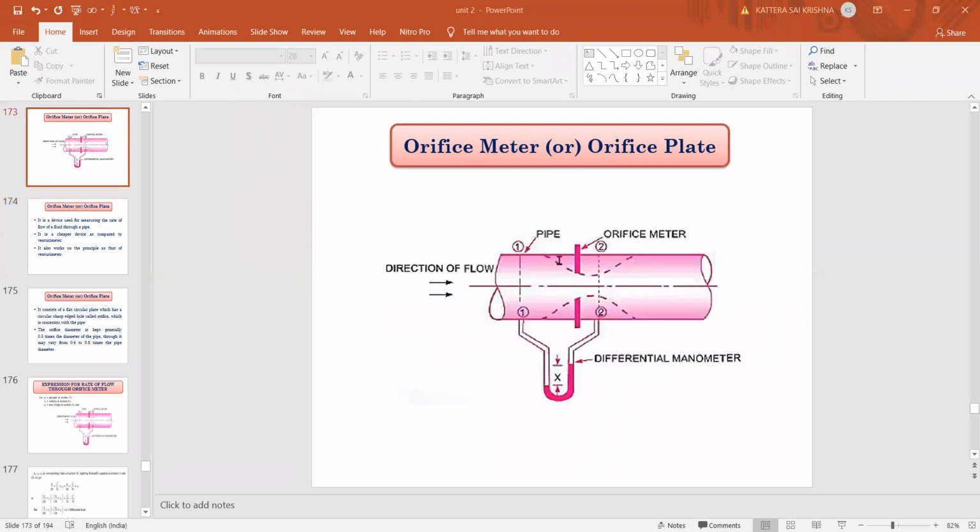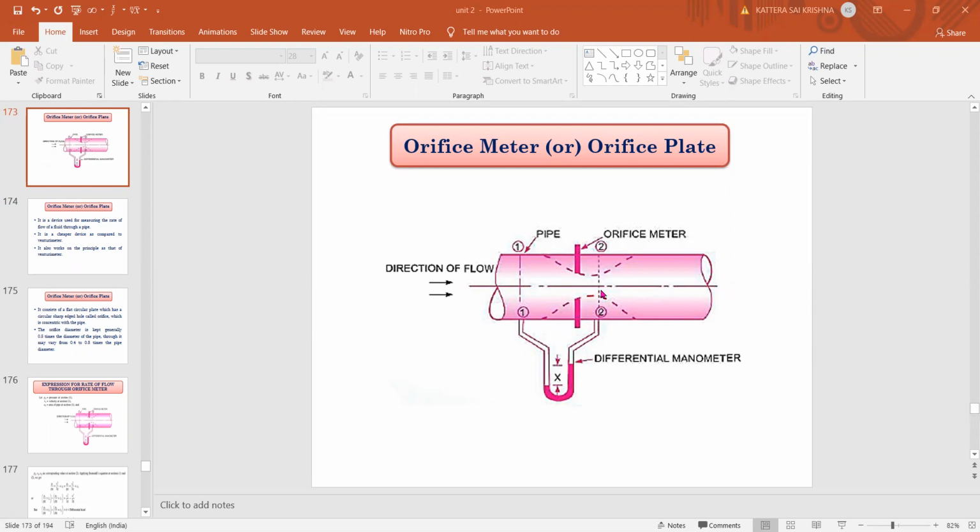Here only one point is different, an extra one: this area is called the vena contracta. I'll explain that. The vena contracta is a point in the fluid stream where the diameter of the stream is the least, the lowest diameter. That place is called the vena contracta.